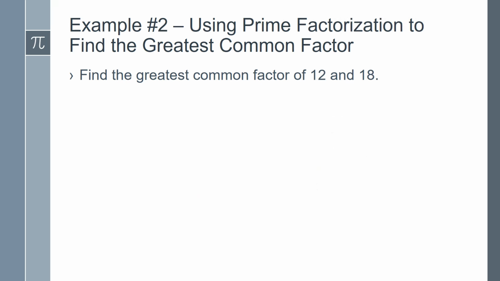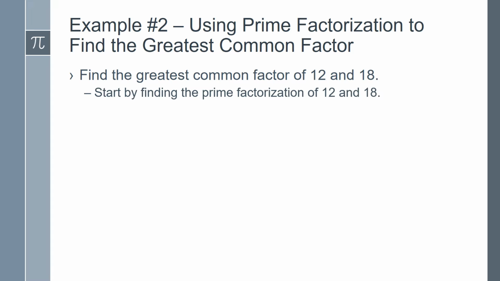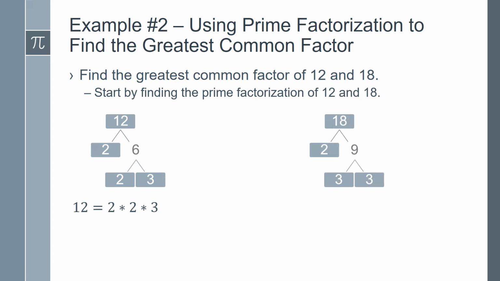Example number 2. Find the greatest common factor of 12 and 18. This time we will start by finding the prime factorization of each number and use that to help us find the greatest common factor. So for 12, we have 2 times 6, and 6 breaks down into 2 times 3. So the prime factorization of 12 is 2 times 2 times 3. For 18, we have 2 times 9, and 9 breaks down into 3 times 3. So we have 18 equals 2 times 3 times 3. We will use these prime factorizations to help us in the next step.